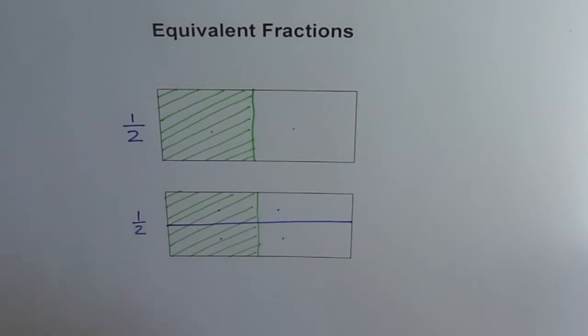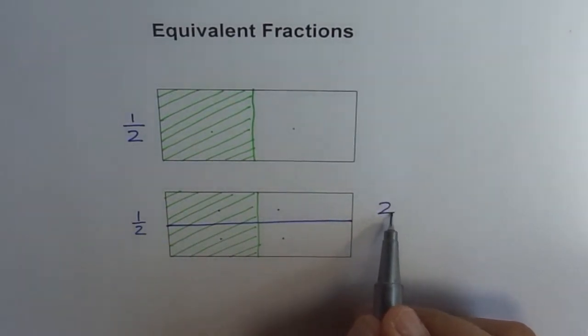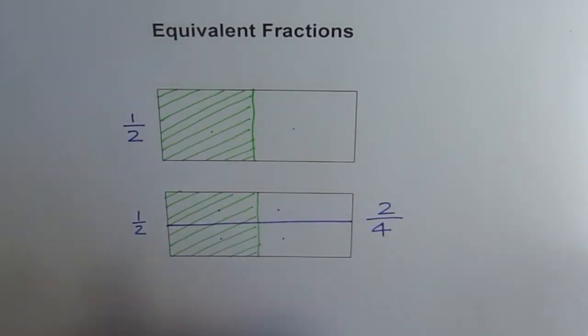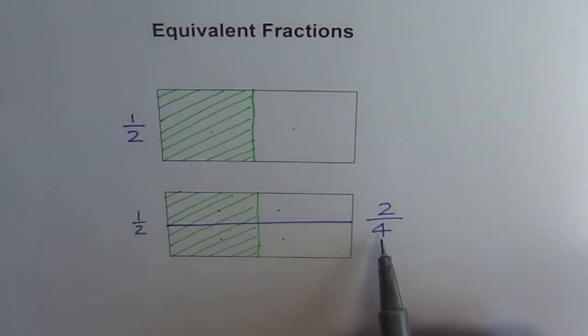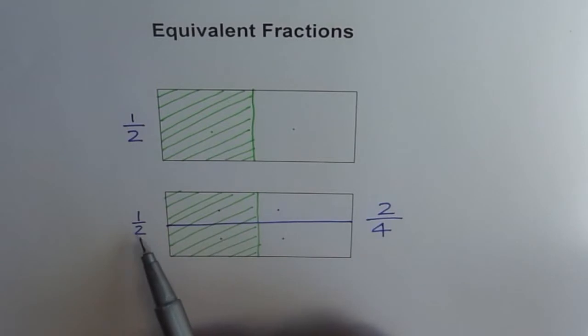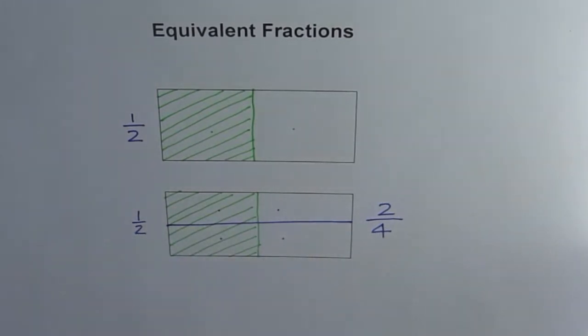How many are shaded green? 2. So how will you write it in fractions? 2 shaded out of 4. But is this shade same as previous? Yes, it is. So are they equivalent? Well, the numbers are not the same, but are they equal? Shaded regions are same, so they must be equal. So it is half. Half is equal to 2 over 4.